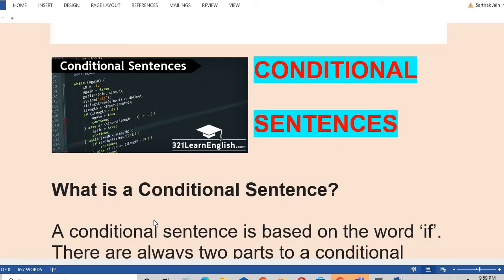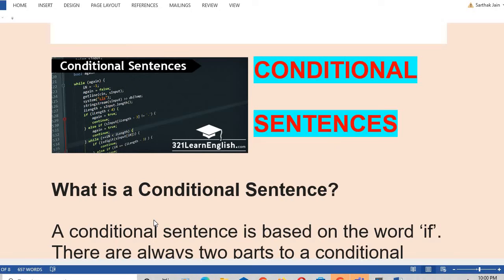Okay, so you will notice that right from the morning to the evening or till night, you will find every time you use a condition in your sentences, and only that is called a conditional sentence.